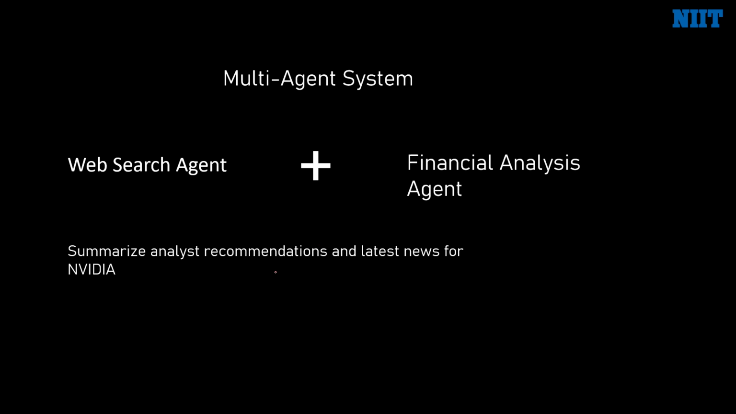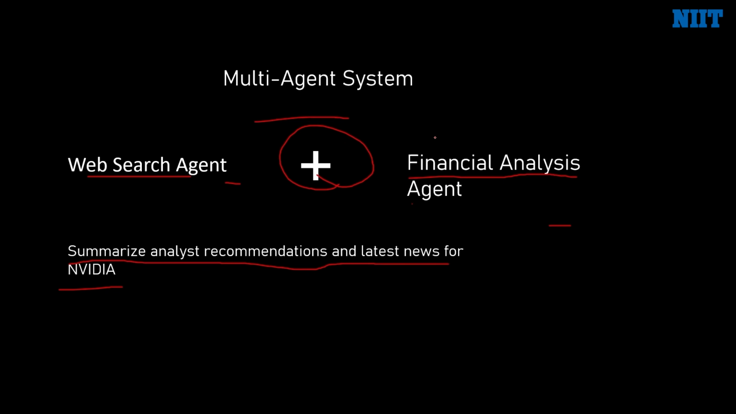final result output. Then after that, if the user asks a question, something like summarize analyst recommendation and latest news for NVIDIA, then the system will start the web search agent to gather all the information about the company and then run the financial analysis agent to calculate the data. And after getting all the data, it will be combined using the multi-agent system. So basically what this system does is it decides which agent to use, which tools to call, and how to combine all results into a final answer.